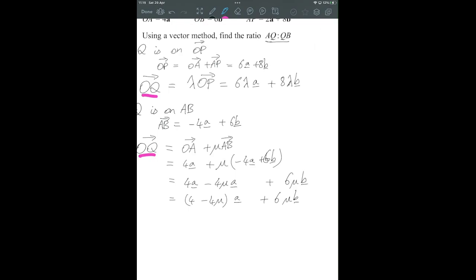So what that means is this 6 lambda has to match whatever this 4 minus 4 mu is. And this 8 lambda has to match this 6 plus mu. The things in front of the A's match and the things in front of the B's match. So that means that 6 lambda is equal to 4 minus 4 mu and 8 lambda equals 6 mu.